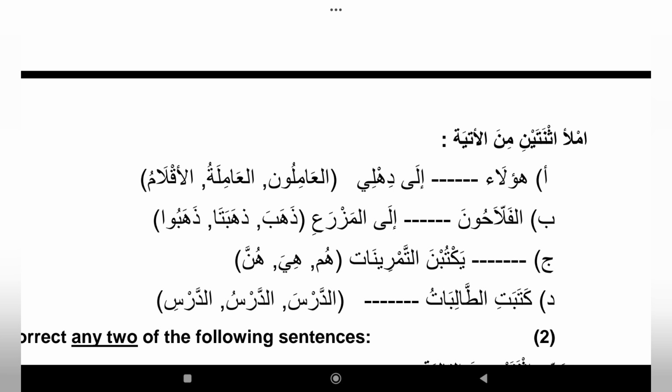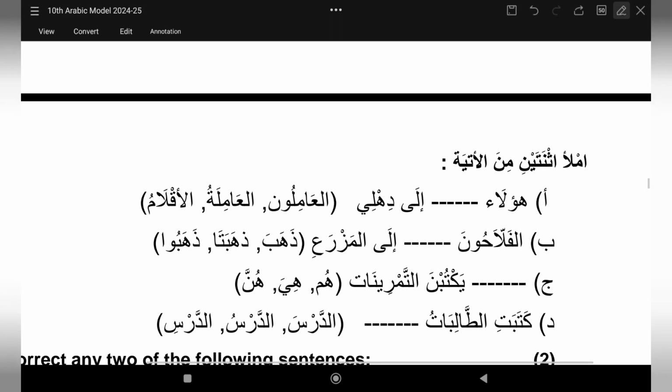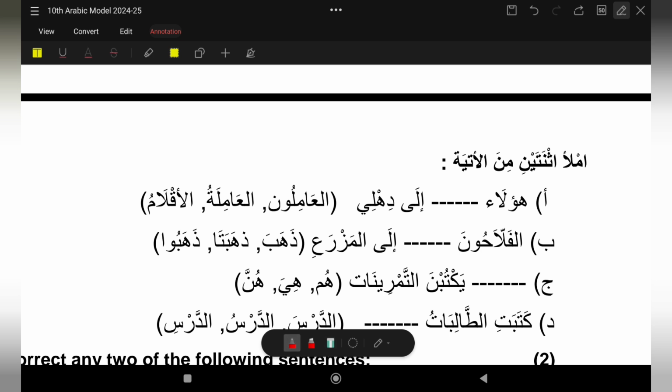Haulai is used for plural. So you have to write a plural. Pick a plural one here. Which one is the plural? That is amilun. Amilat is not a plural. And akalam is plural, but it is not like people. Haulai is used for people. So amilun is the correct answer.